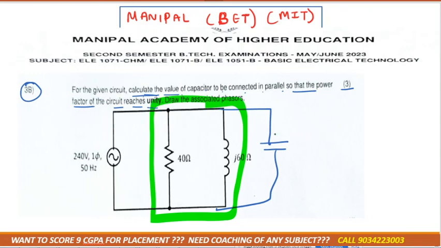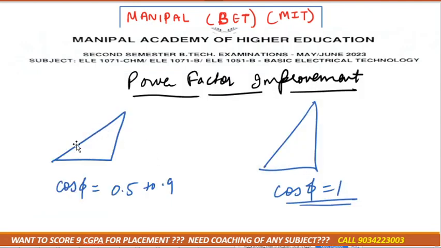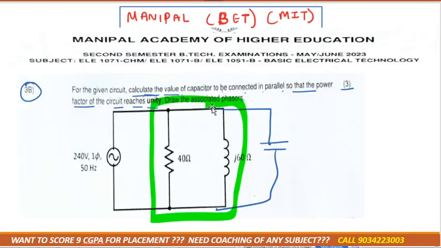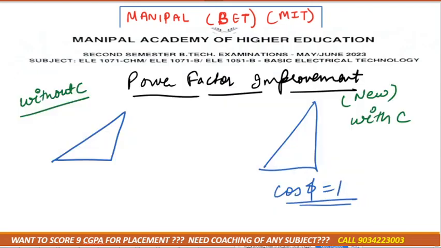Got it? For these kinds of circuits, we have to draw two power triangles. This one is the first power triangle, this one is the second power triangle. The second is the new power triangle, with the capacitor, and this one is without the capacitor. They have said that after addition of the capacitor, the power factor of the circuit reaches unity.